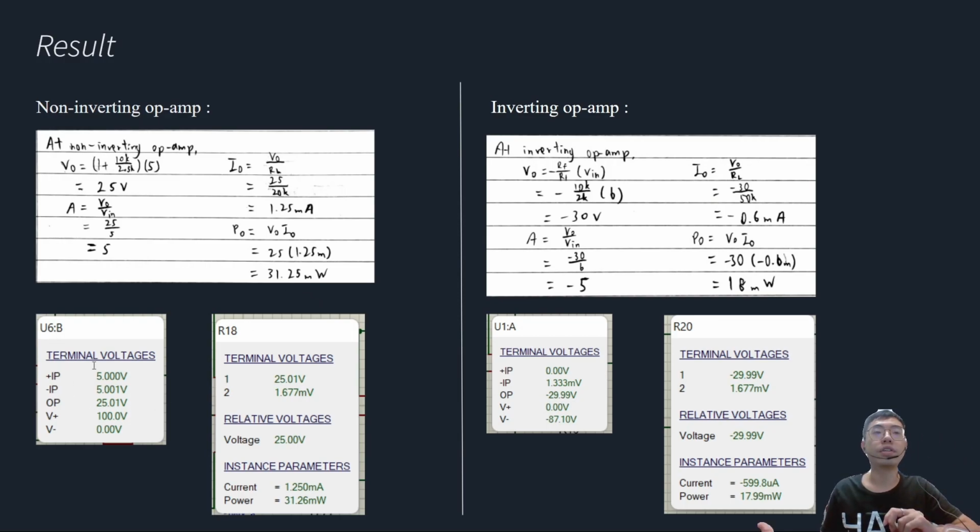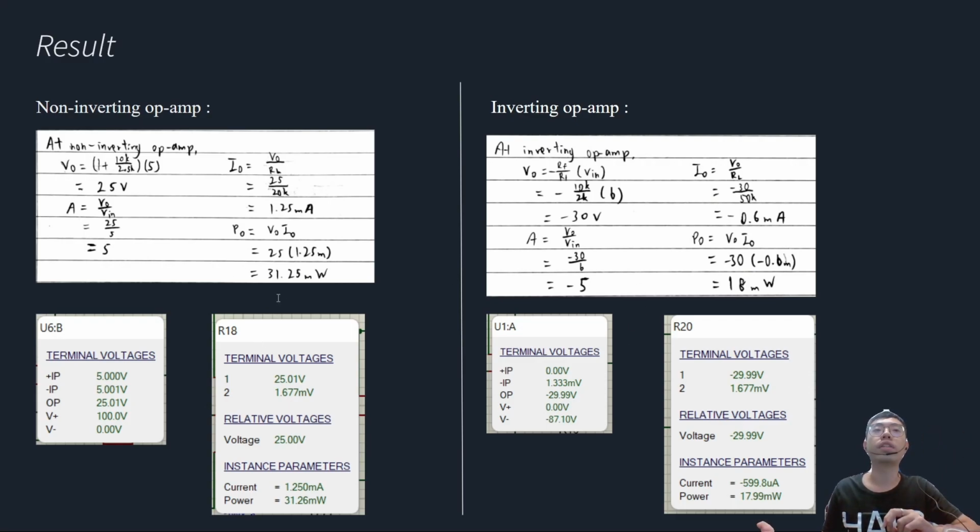Then for the simulation part, the results are almost the same. It produced an output voltage of 25.01 volt with an input voltage of 5 volt. The gain is almost equal to 5, and at the load resistance, it shows an output current of 1.25 milliampere and an output power equal to 31.26 milliwatt.